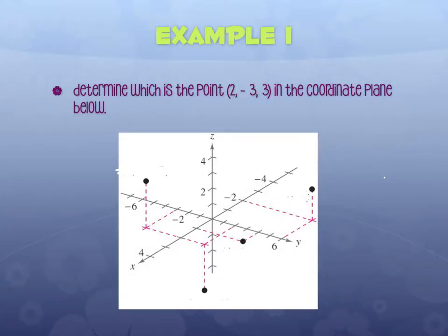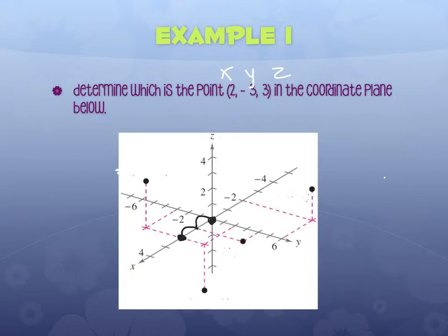Okay, so this first example says determine which is the point 2, -3, 3 in the coordinate plane below. So your first one is obviously your X, your second one is your Y, your third one is your Z. From your center, which is here, the first thing you're going to do is move your X, and your X is forward. That means forward along the X axis. So this is 1, 2, and I'm now here. So that's a positive X of 2.